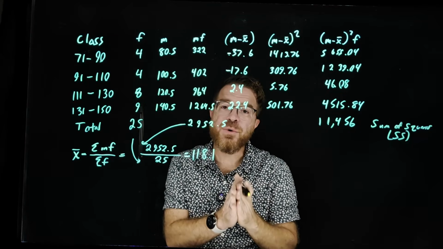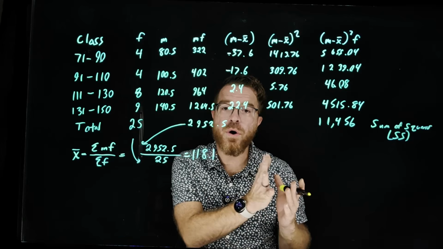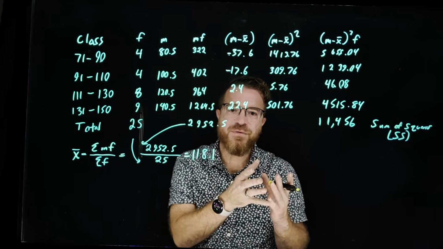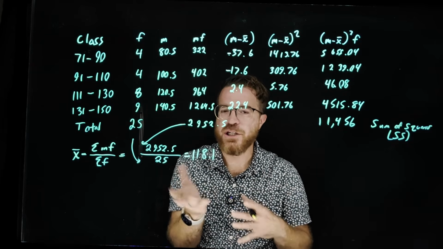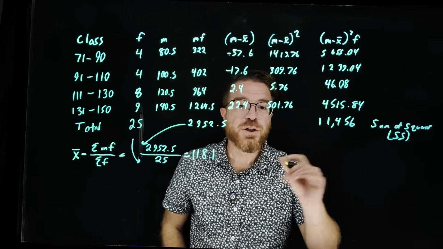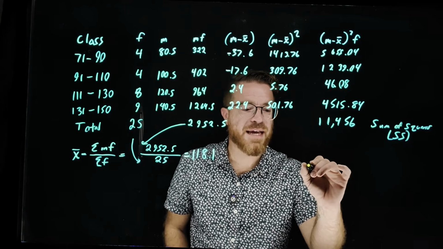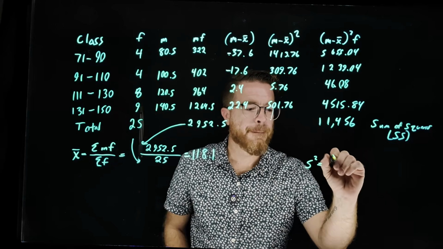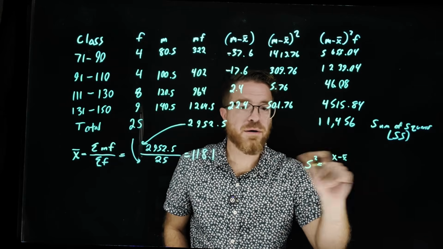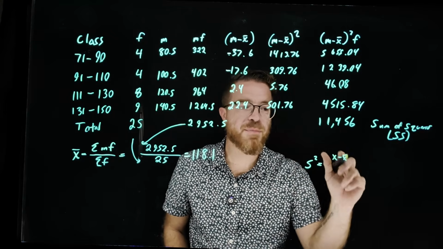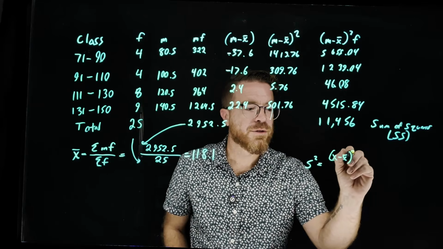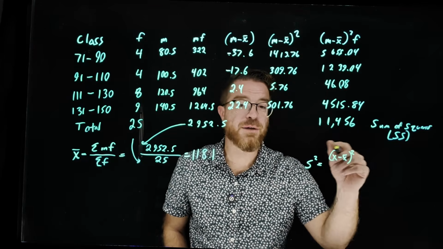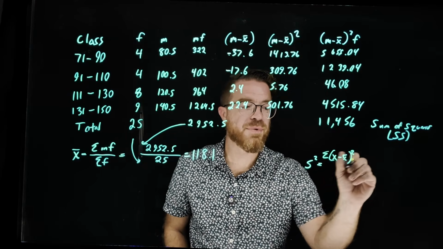So next thing we're going to do is we're going to find either our variance or our standard deviation. So I'm going to do variance just because I can find the standard deviation just by taking the square root of it afterwards. So we have sample data. This means that our variance is going to be S squared equals the sum of X minus X bar, so the deviation of each data point from our mean, squared.